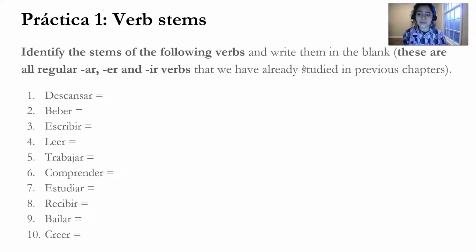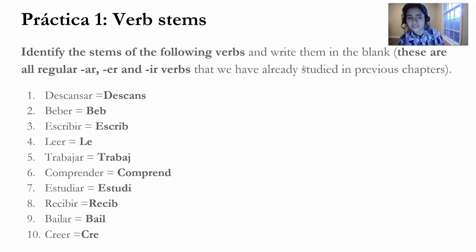So first we're going to do a practice. You have to identify the stems of the following verbs and write them in the blank. These are all regular verbs that we have already studied in a previous chapter, so these ones don't undergo any stem change. Here you can check your answers.